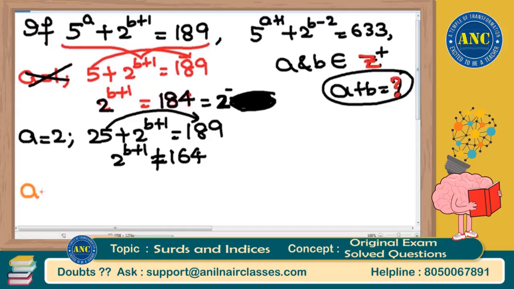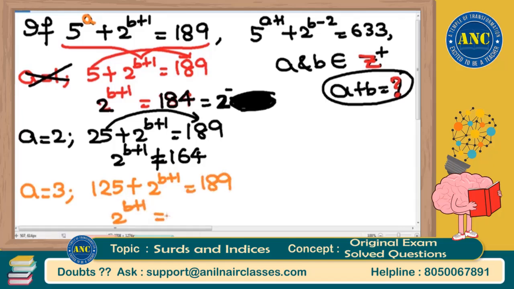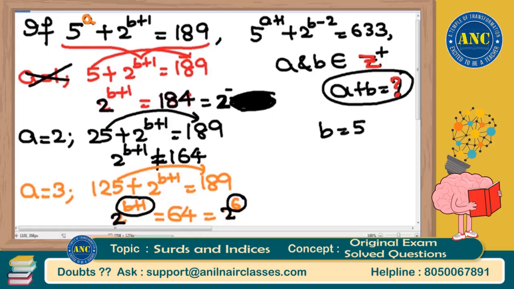If I put a value 3, beautiful way of solving. 5 cube is nothing but 125. 125 plus 2 power b plus 1 is 189. So 2 power b plus 1 will be 189 minus 125. It is 64. 64 is nothing but 2 power 6. Right? 2 power b plus 1 is equal to 2 power 6. B plus 1 is equal to 6. So b value will be 5, right?